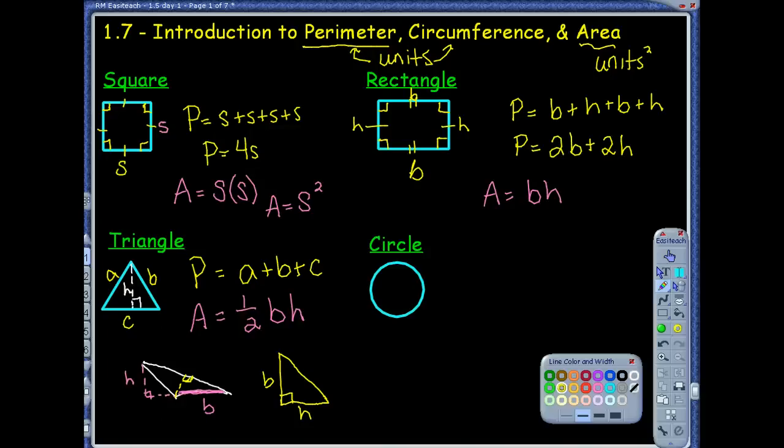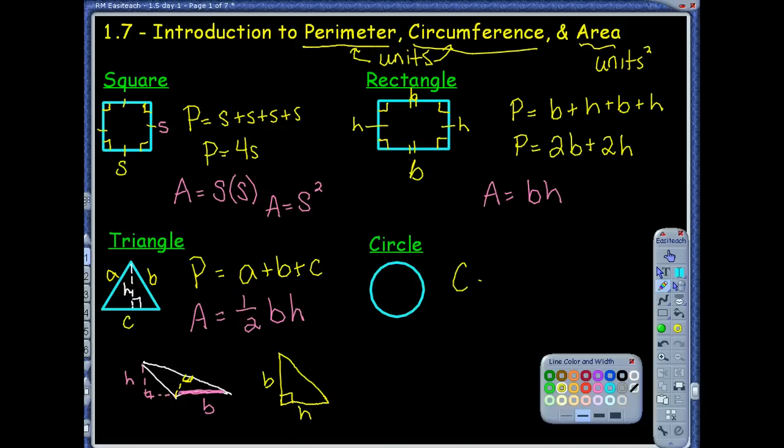Yeah, and just always know that if they draw in one height, then whatever that height is perpendicular to is your base. All right, let's move to circles. For circles, now we can't talk perimeter. We call it the circumference. So that's where that word is coming in. It's just like a perimeter, though. It's the distance around a circle. Now, do you remember that formula?